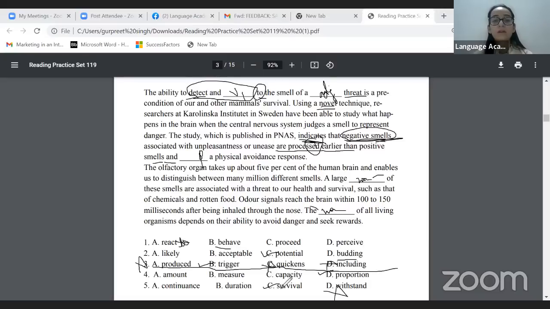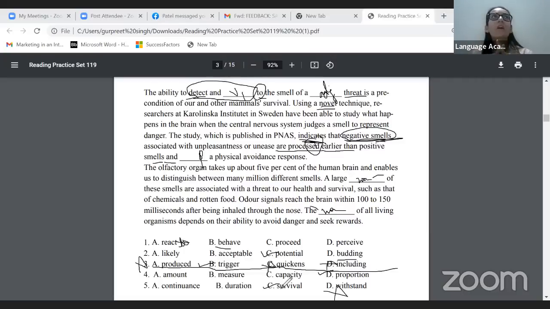We react to smells. We don't behave or perceive, meaning interpret, smells. What kind of threat is it? Potential. Because budding is a positive word, acceptable again is a positive word, and likely is not a word that can describe a kind of smell. The third one was pretty easy, that we needed a verb without S in present tense. So we have only one option, triggered. The fourth one, proportion of smells.